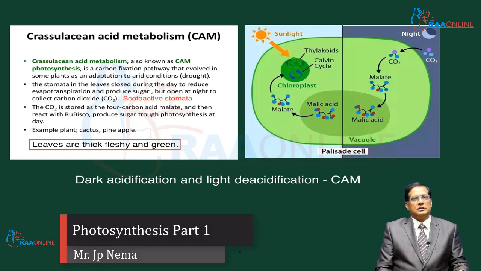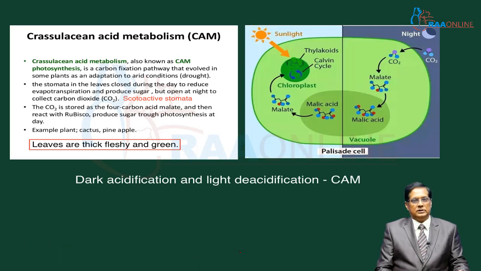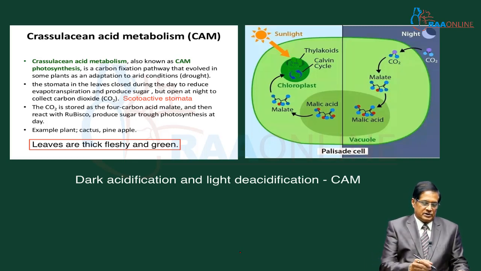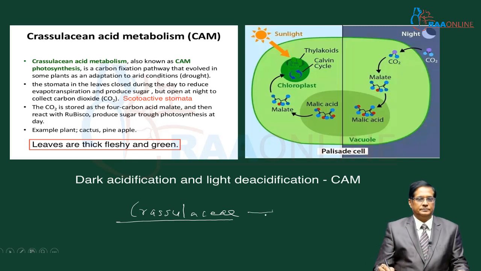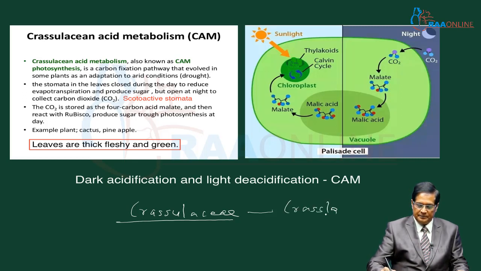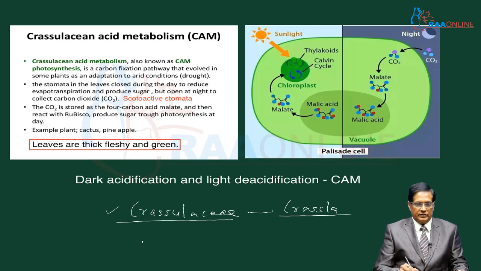Next topic is crassulacean acid metabolism under the chapter photosynthesis. As the name suggests, crassulacean is concerned with the family Crassulaceae. Crassulacean plants, for example Crassula, have thick fleshy green leaves.